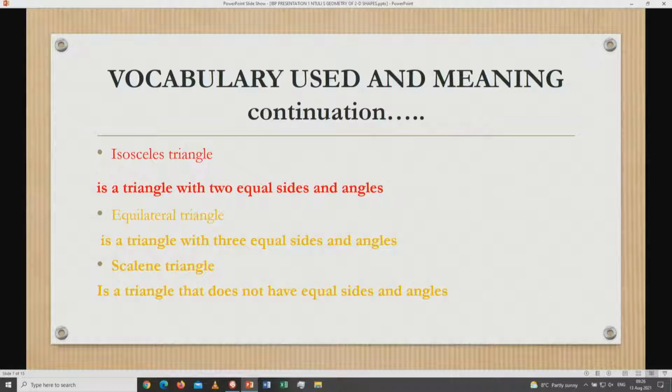It means if the first side is 5 centimeters, the second side might be 4 centimeters and the other side might be 7 centimeters. So there are no equal sides there. And if there are no equal sides, that is a scalene triangle.